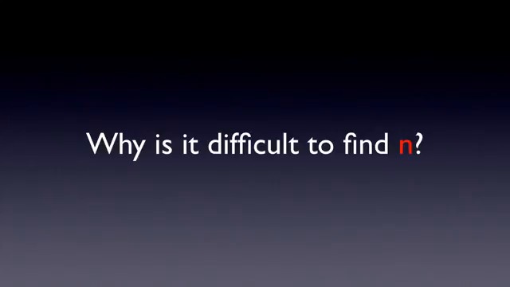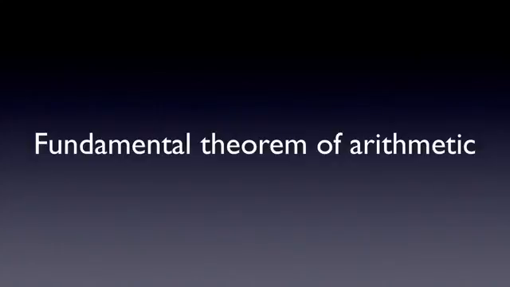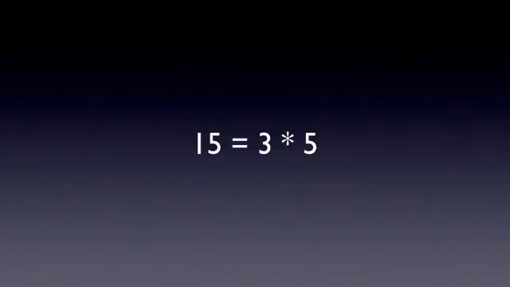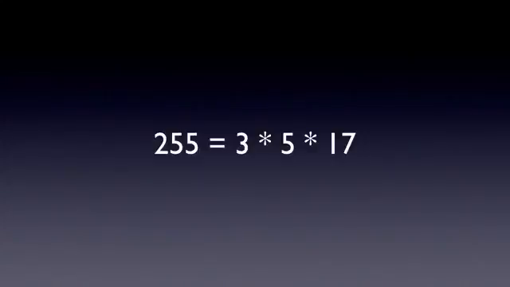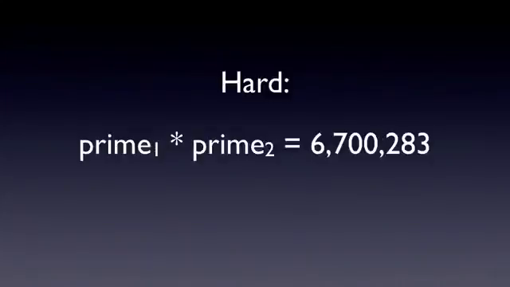So the question is, why is it difficult to find n, or the trapdoor in n, since it's published to the world? And the answer is prime factorization. And this gets back to the fundamental theorem of arithmetic, which holds that any number greater than 1 can be written in exactly one way as the product of prime numbers. So for example, the number 15 can be written as the product of the prime numbers 3 and 5. Or the number 255 can be written as the product of 3 primes, namely 3, 5, and 17. So for example, it's easy to find the product of two large prime numbers, but it's very hard to take a very large product and factor it to find the two primes that compose it.